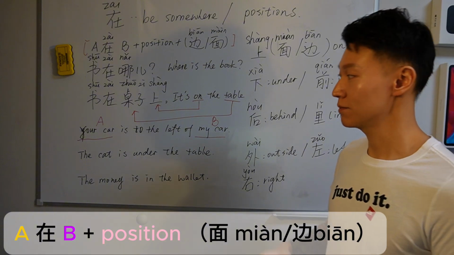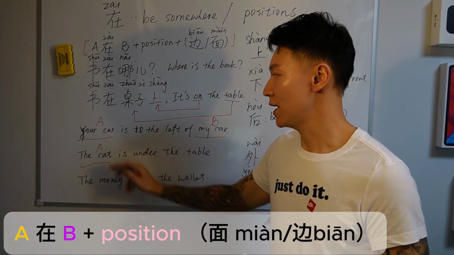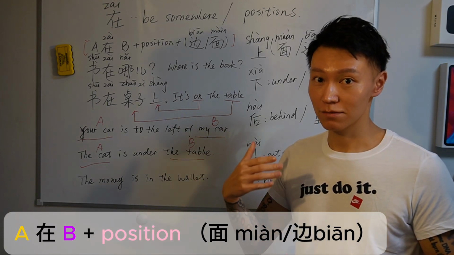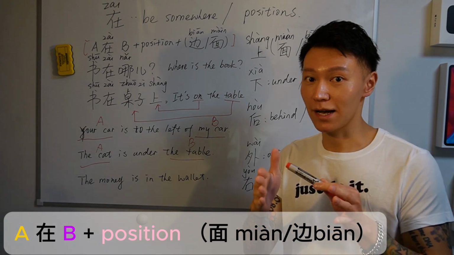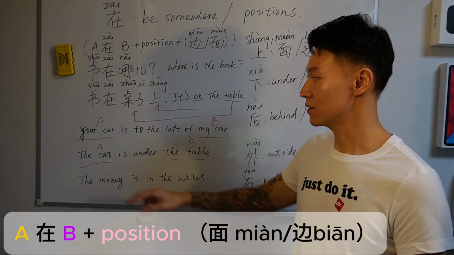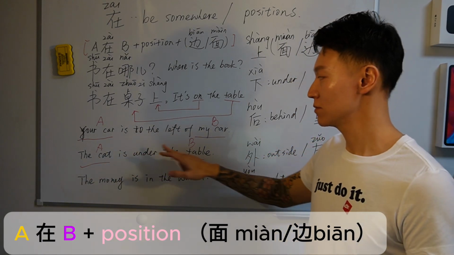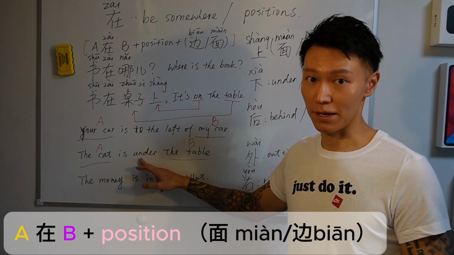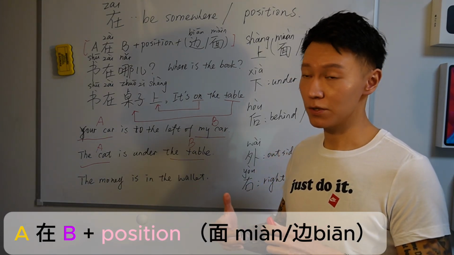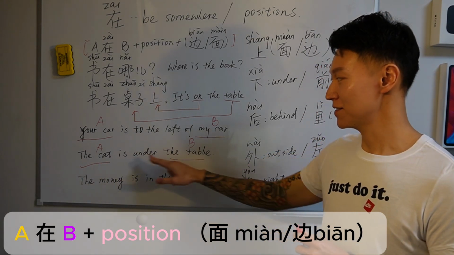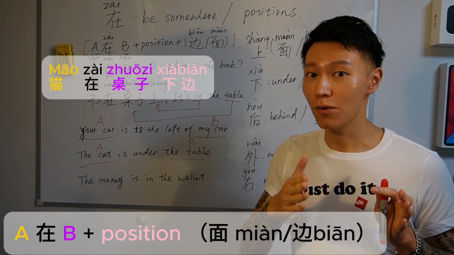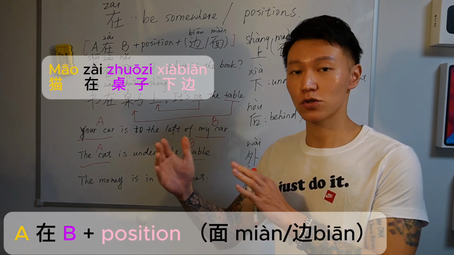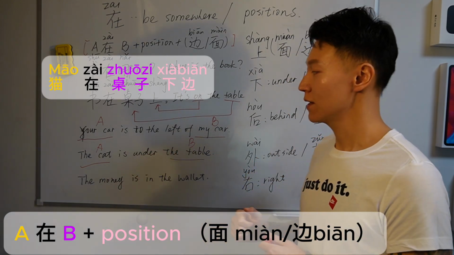So now let's look at the second one. The cat is under the table. 2 things. The first one, A, is the cat, and the second thing is B, the table. So the sentence order should be A 在 B position, right? So the cat, 猫, the table, 桌子, position under, 下面, right? So literally in Chinese we should say the cat is the table under. 猫在桌子下面. Okay?